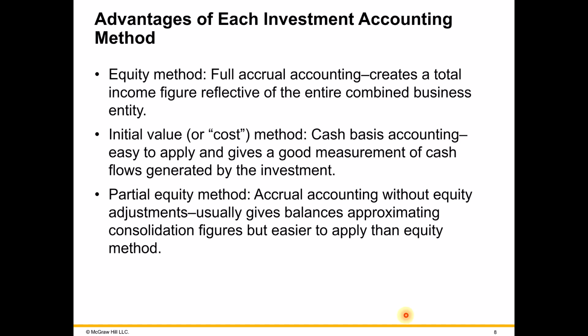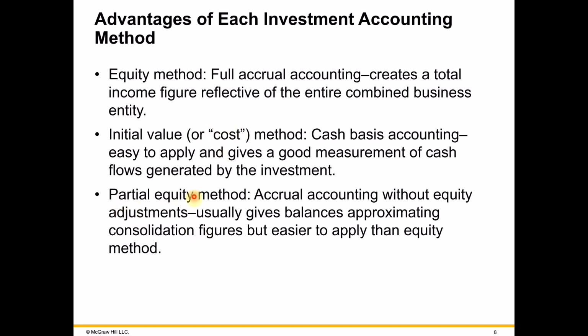Here's a summary of those three different methods. Under the equity method, basically what you're applying is the accrual method of accounting, recording revenue when you earn it. That's including any revenue earned by the sub now flowing through to the parent. Or this initial value method, where you don't touch the investment account, the asset account of the sub on the parent's records. You keep it at the original cost.